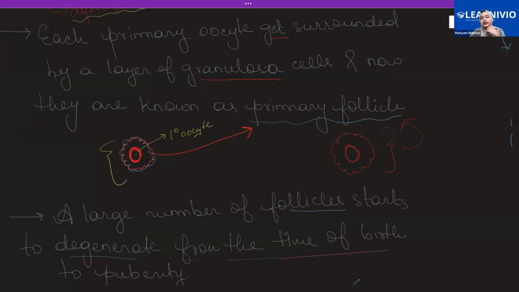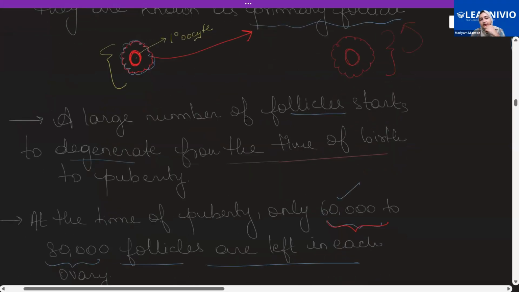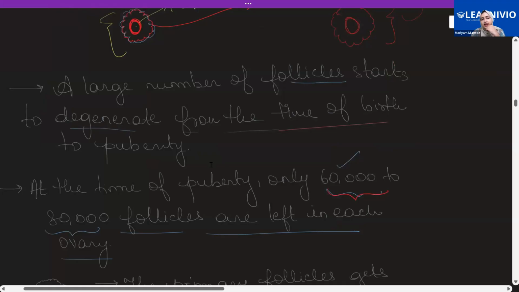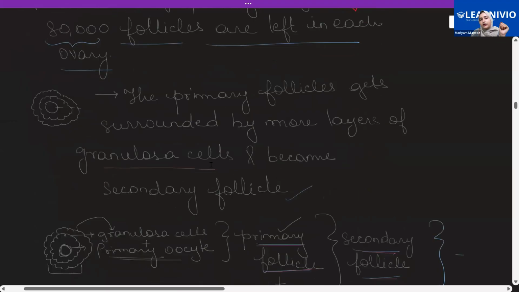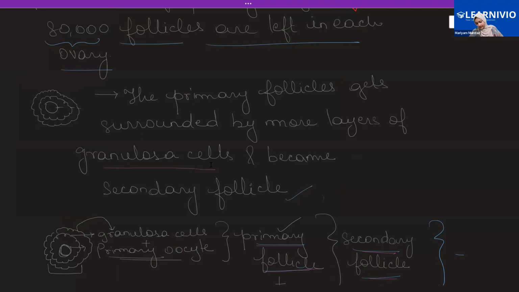A large number of follicles start to degenerate from the time of birth up until the time of puberty. And at the time of puberty, only 60,000 to 80,000 follicles are left in both the ovaries. Now the primary follicles are going to get surrounded by more and more granulosa cells and transform themselves into the secondary follicle. And then the secondary follicle is going to get one more layer of granulosa cells and become a tertiary follicle.